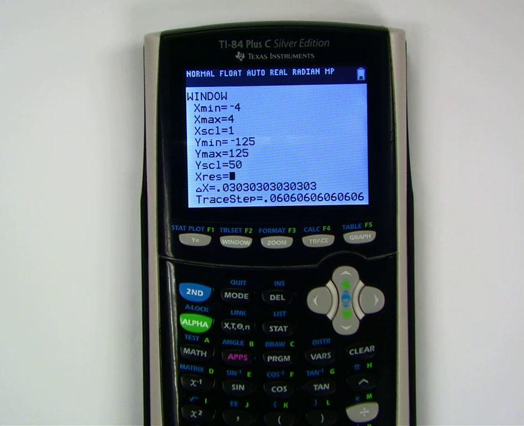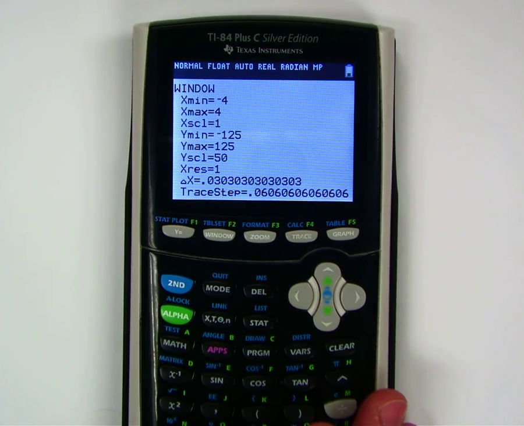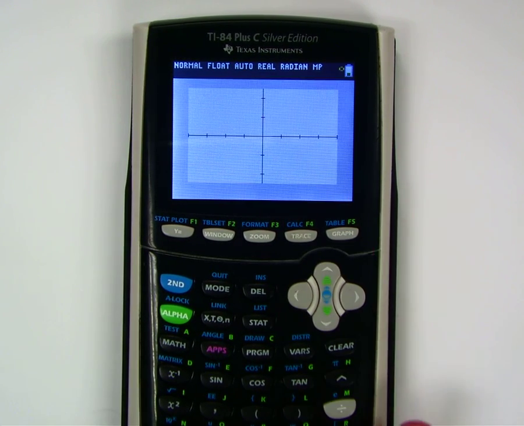Is everybody okay with that? Yep. I went to window and I just set it up so it looks like their picture. Now when I push graph, it's going to look very different. Okay, so which one do you think that looks like? A. I think it looks like A2. Did that help?